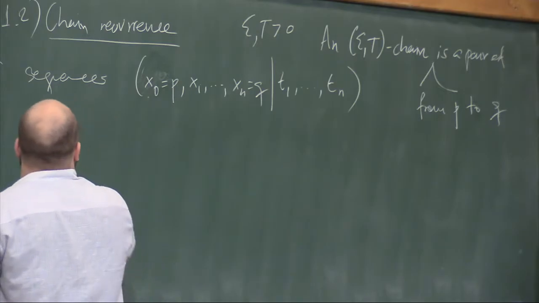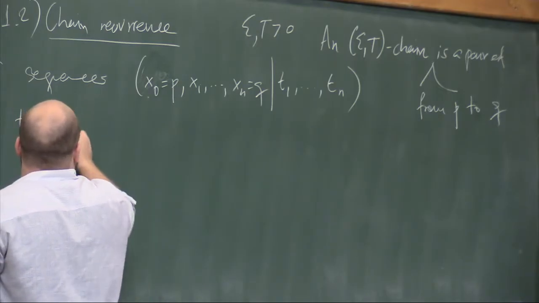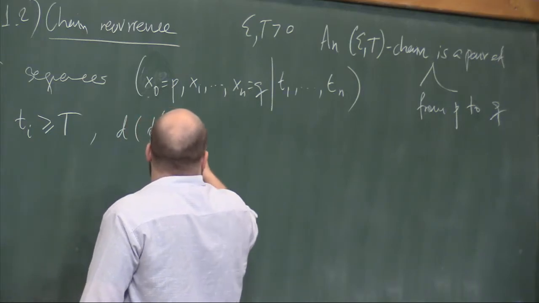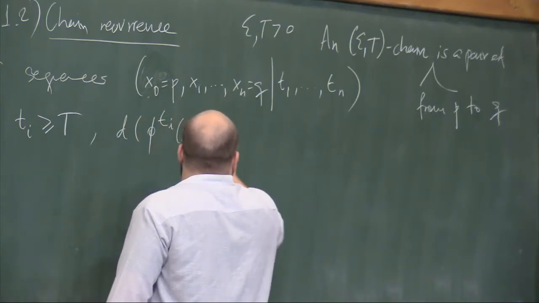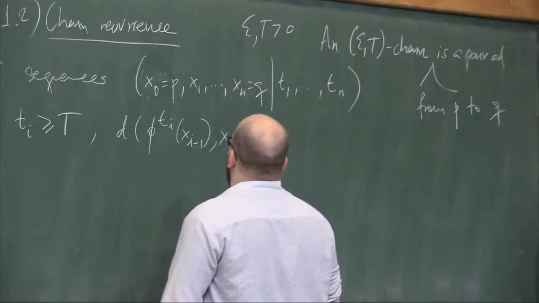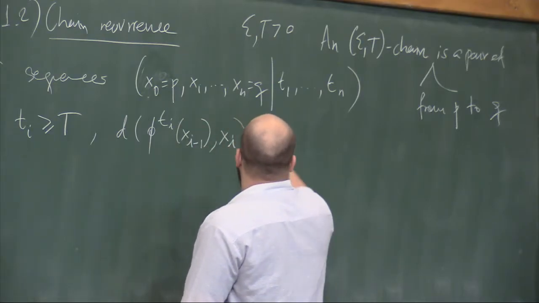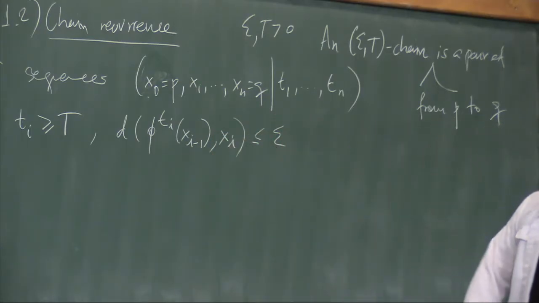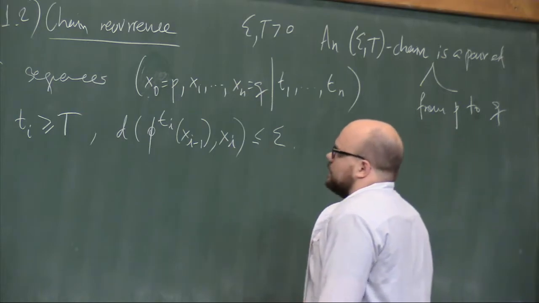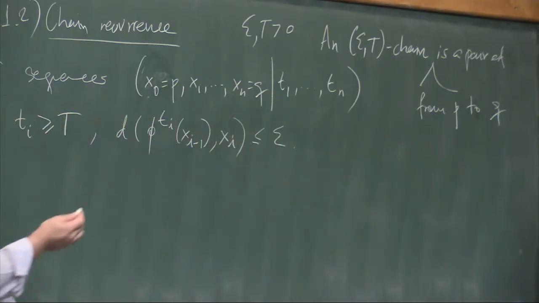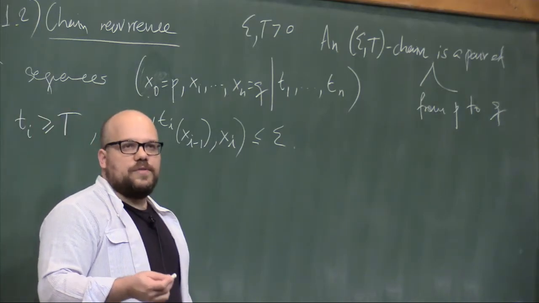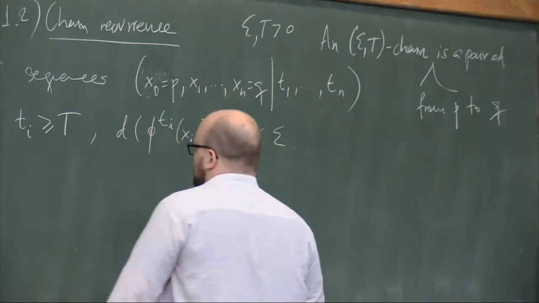such that all these numbers are at least equal to t, and the distance between phi t_i of x_{i-1} and x_i is less than or equal to epsilon. So I fix a metric compatible with the topology of the manifold. Okay, so the chain recurrent set. This means you're allowed to go from a point to another. You can flow, but you have to flow for some time t, and you can make a small error of size epsilon.